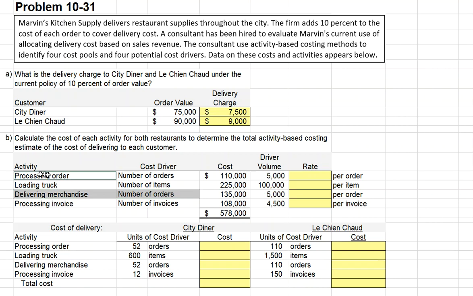Notice there's really no reason for separating out both of these cost pools, as both use number of orders for the allocation base. And finally, the cost of processing invoices, which we allocate on the number of invoices.